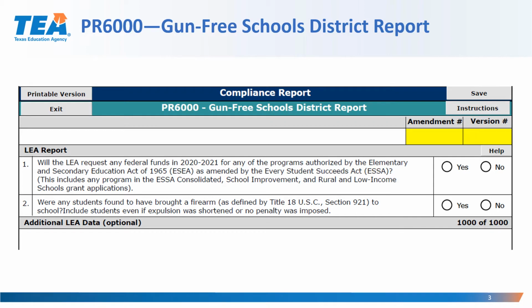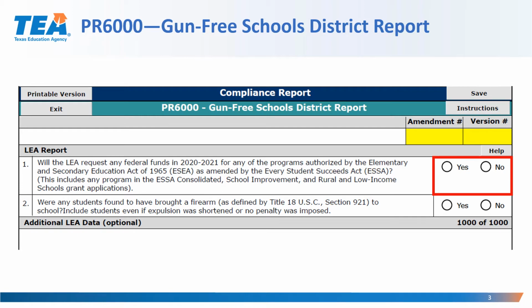The buttons at the top allow you to access a printable version of the document, to exit back to the table of contents to see other compliance reports, to save the document at any point, which also will run the validation checks to be sure that the document's completed correctly, and an instruction document.